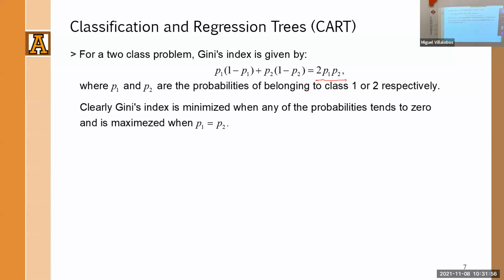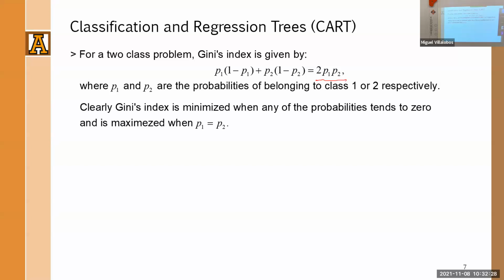Now, what we want to do is minimize Gini's index. The smaller Gini's index is, the more pure that node is. Okay, the more purity we have. So the objective is to minimize Gini's index. And when we minimize the Gini's index, either the probability of success or the probability of failure tends to 0, right?